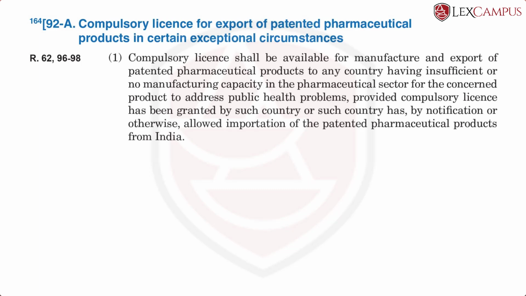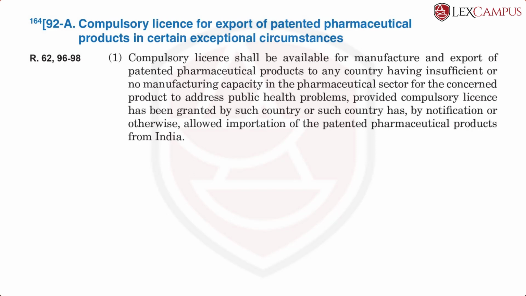Subsection 1. Compulsory license shall be available for manufacture and export of patented pharmaceutical products to any country. The requirement is having insufficient or no manufacturing capacity in pharmaceutical sector. So that country has insufficient or no manufacturing capacity in pharmaceutical sector for the concerned product to address public health problems. So that country should have a public health problem. They should have a national emergency, or they should have a public health problem in whatever way that country defines it, provided compulsory license has been granted by such country, or such country has by notification or otherwise allowed importation of pharmaceutical products from India.